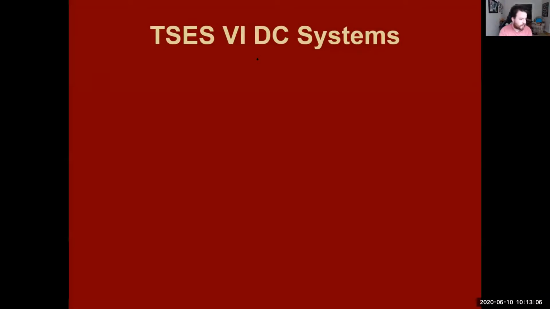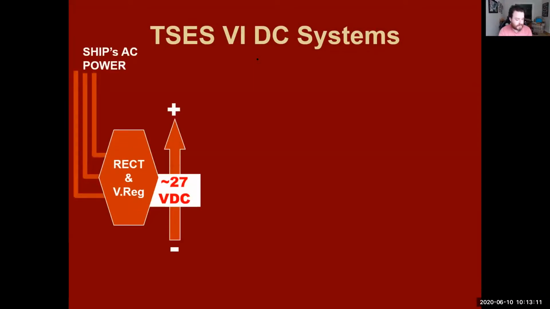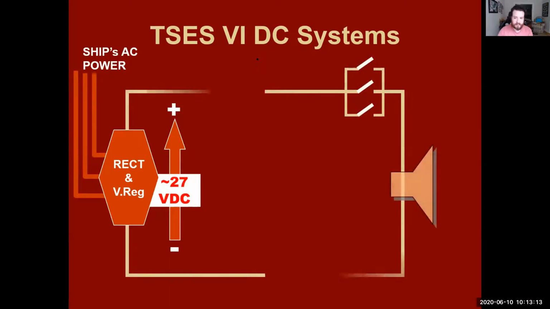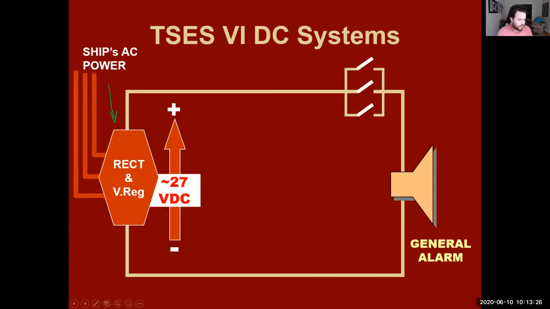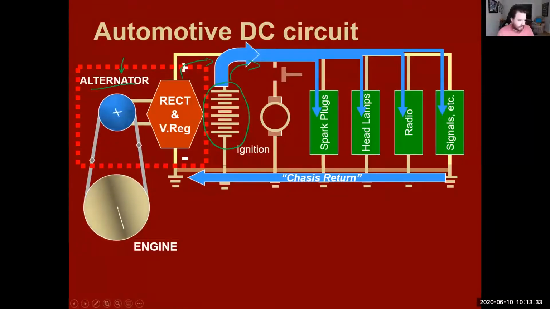So if we look at our power source on the TSES, there are a couple of things we have. We have ship's AC power, so we have alternating current. Did the alternator directly connect to the engine? Yeah, the alternator is directly running off of the engine via pulley.